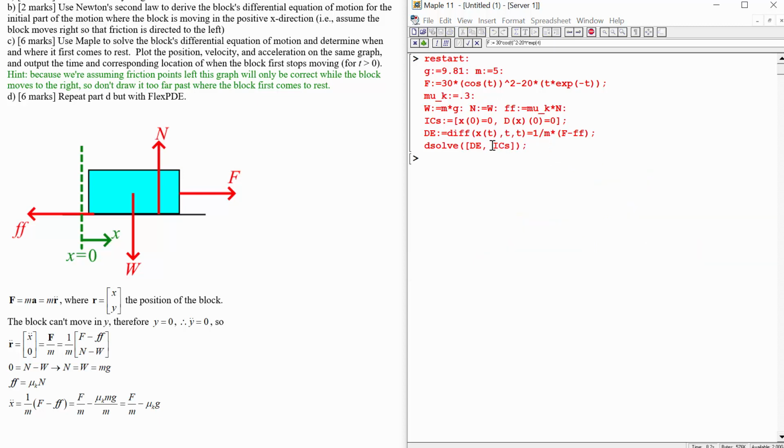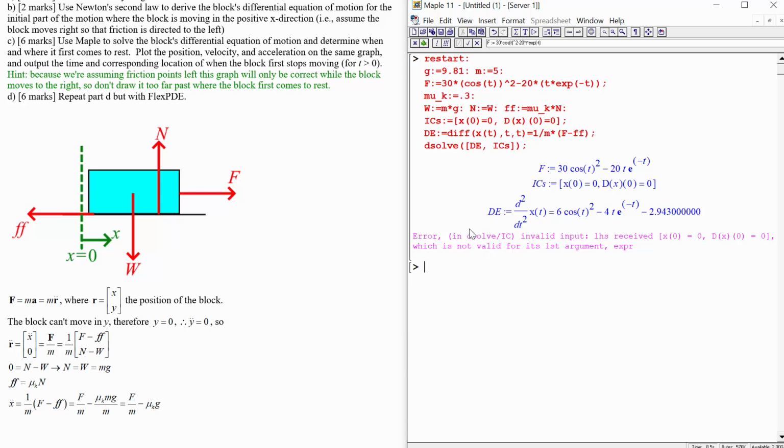Because that can be kind of good to dive into as well. It said in dsolve with initial conditions, we had an invalid input. The left-hand side argument received this thing, and we recognize this, hey, that's the thing we had as our ICs, so there's some problem with the ICs. And this is not valid for LHS, so that means it's looking for an equation for this, but we gave it a list of equations.